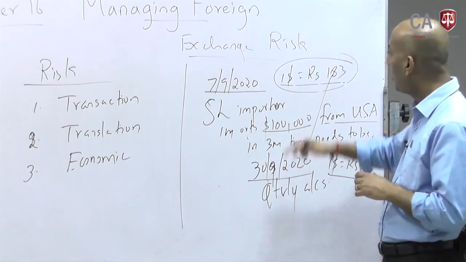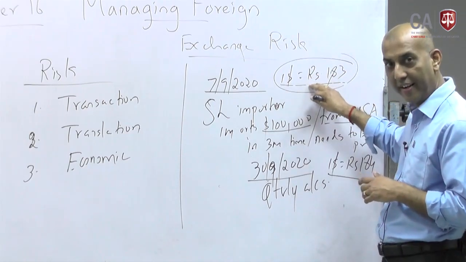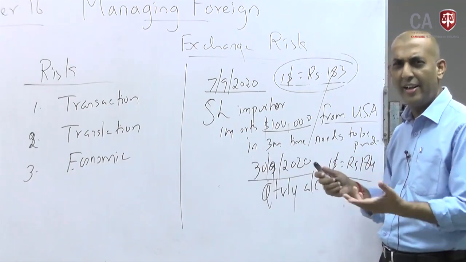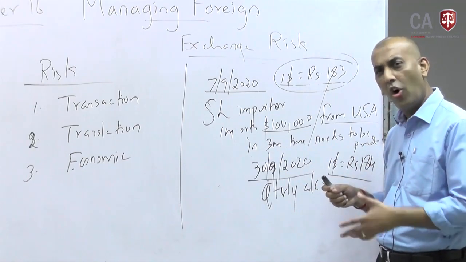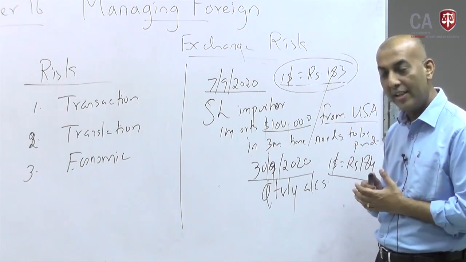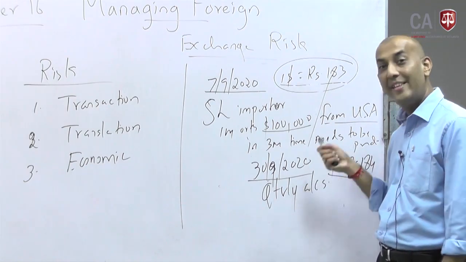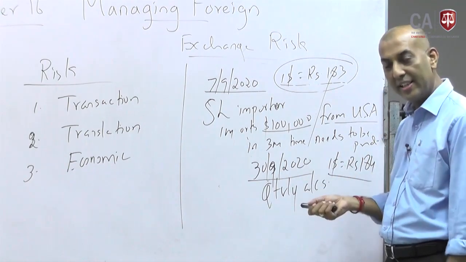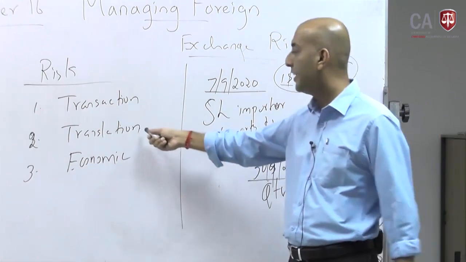Here we are talking about your transaction date exchange rate and your translation date. Translation is generally happening only quarterly or year end, when you do the conversion of your assets and liabilities in foreign currency. So when you go to convert, you may end up with exchange rate losses or adverse changes. That risk is called translation risk.